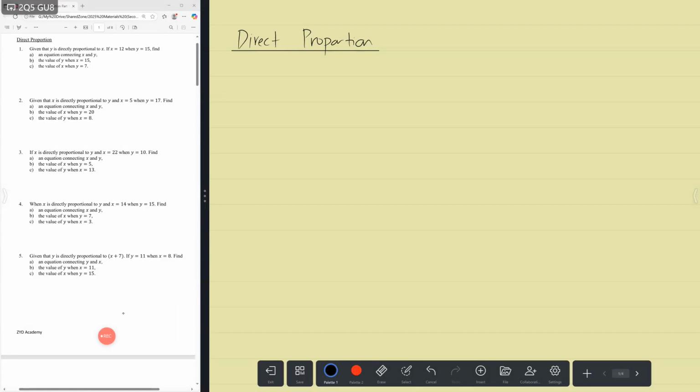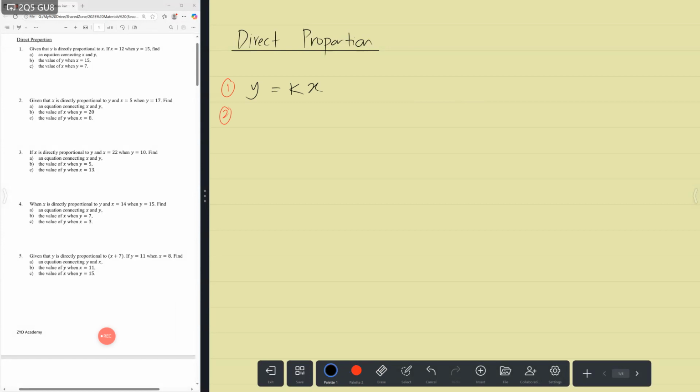So let's say in question number 1 here, given that y is directly proportional to x, that whole statement tells you this is what you need to write down. Y is directly proportional to x: y equals kx. And if, as per number 2, x is directly proportional to y, then x equals ky. So there's a difference. Just make sure you look at your statement and see carefully who is directly proportional to what. So this is the first thing that you write down, y equals kx.